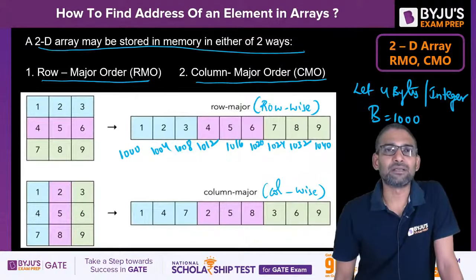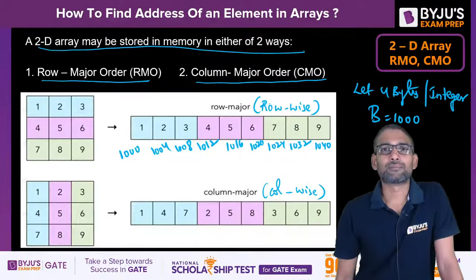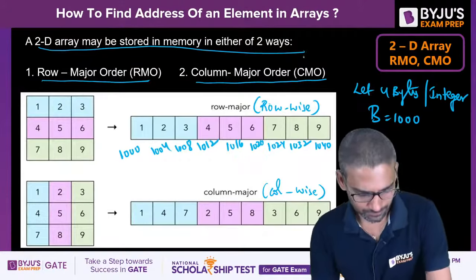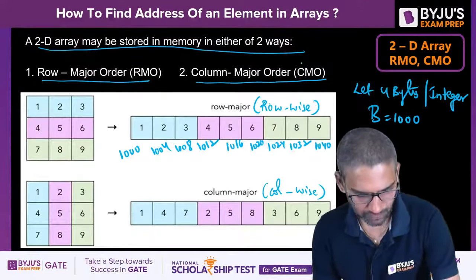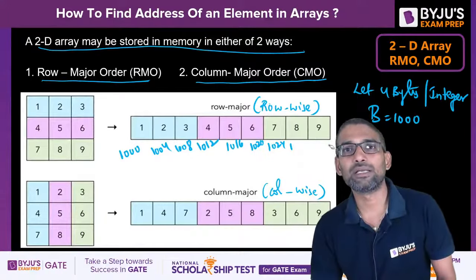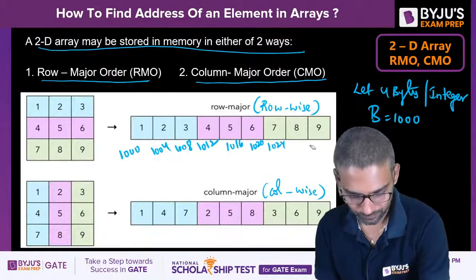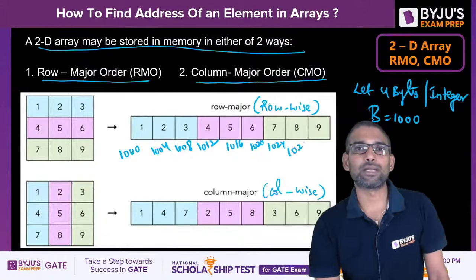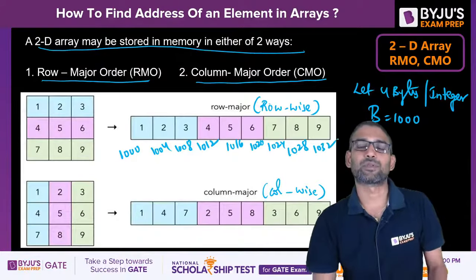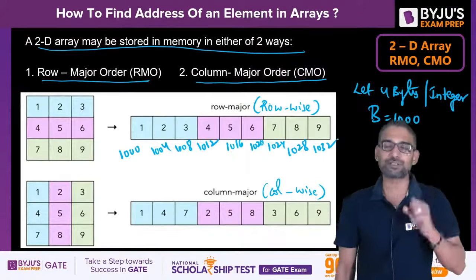Did I miss any? 28, sorry. Oh, I have written wrong here. 24, 28, 32. Yeah. So these are the addresses.